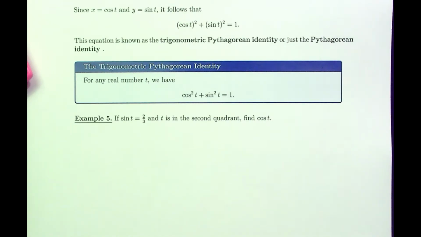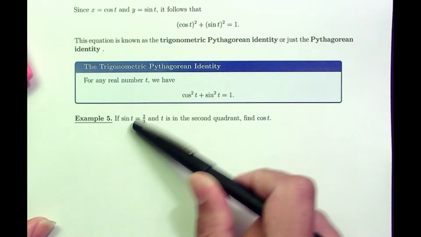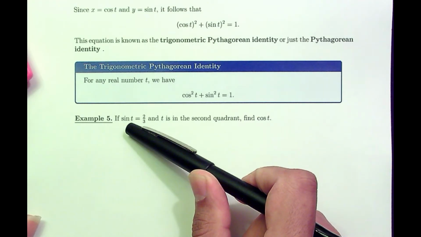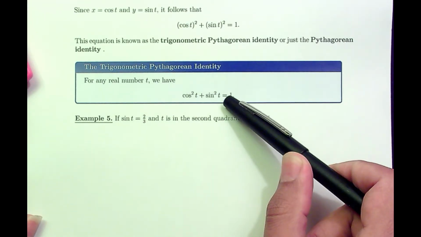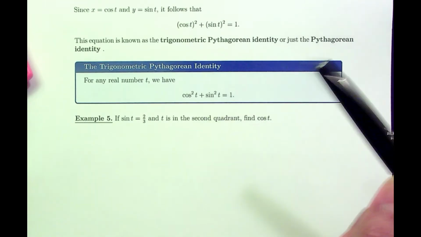So here's example 5. If the sine of t equals 2/3 and t is in the second quadrant, then find the cosine of t. The idea is again that if you know the sine, you can put it in this equation and you can solve for cosine and figure out what it is.